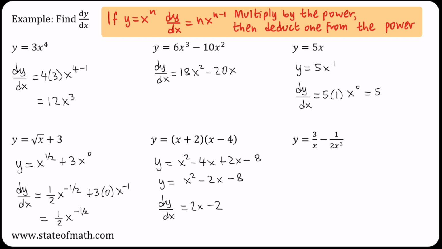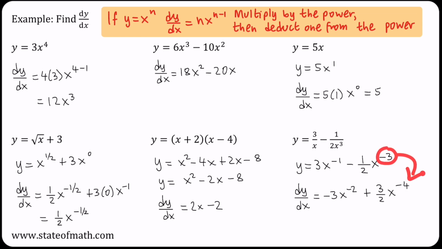And then in the last example on this slide, we've got y is 3 over x minus 1 over 2x cubed. The first thing to do is write things in index form. So it's 3x to the minus 1 minus a half x to the minus 3. So we get the power down. 3 times negative 1 is negative 3. Deduct 1 from the power, x to the minus 2. And then the minus 3 comes down, so it's going to be plus 3 over 2 times x to the minus 4. If I deduct 1 from negative 3, this will take me to negative 4.